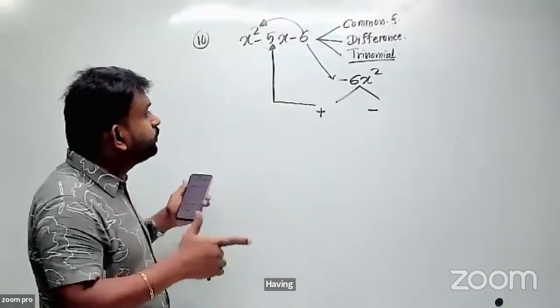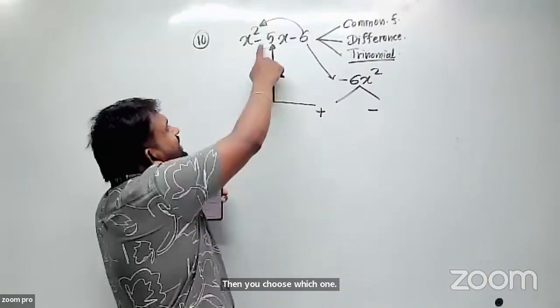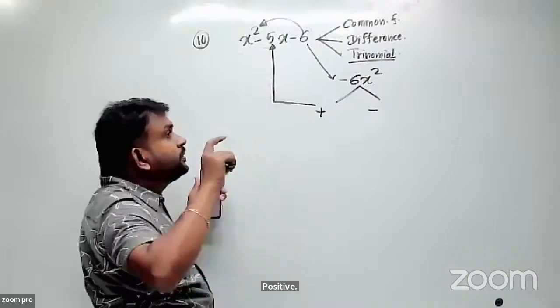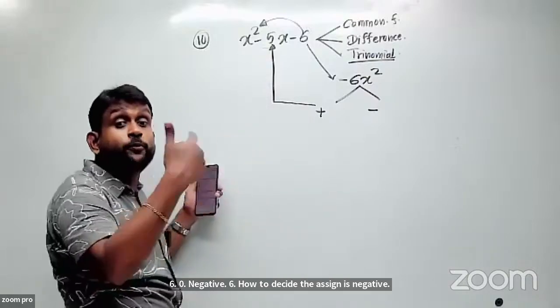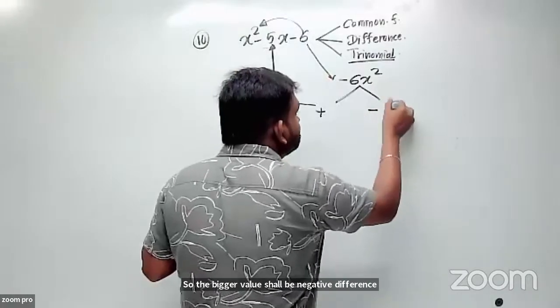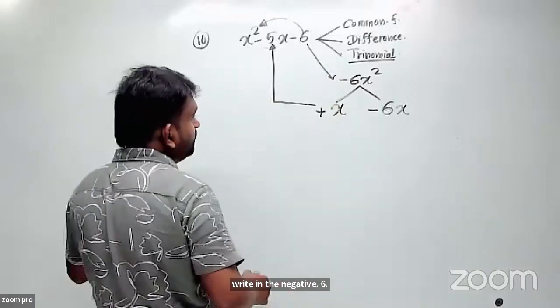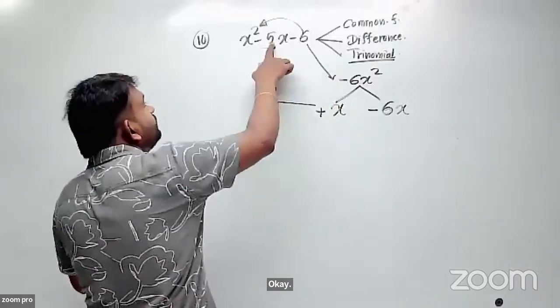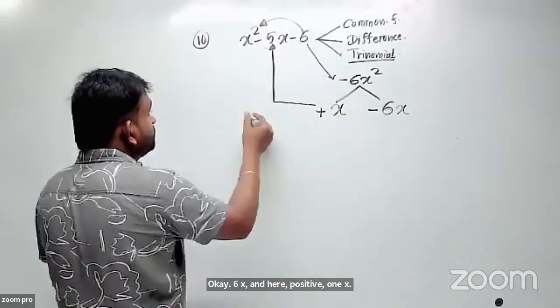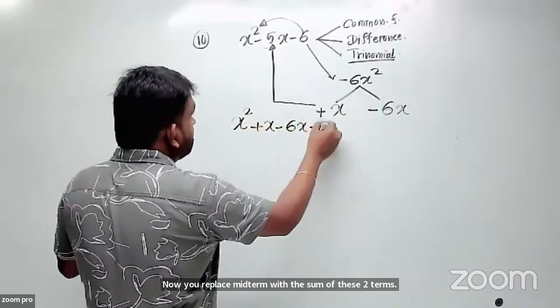Then you choose which one, positive 6 or negative 6. How to decide? Here the sign is negative, so the bigger value shall be negative. So you write negative 6x and here positive 1x. Now you replace the middle term with the sum of these two terms. You write x squared plus x minus 6x minus 6.